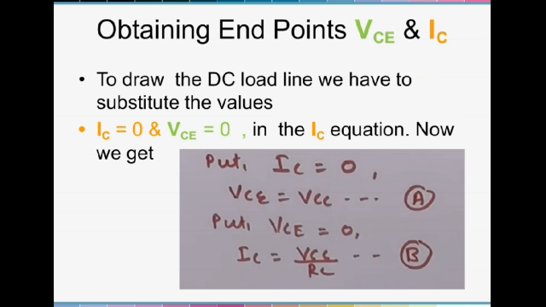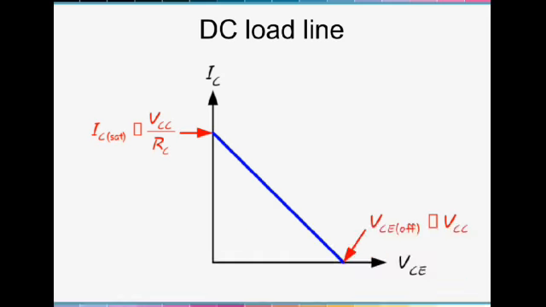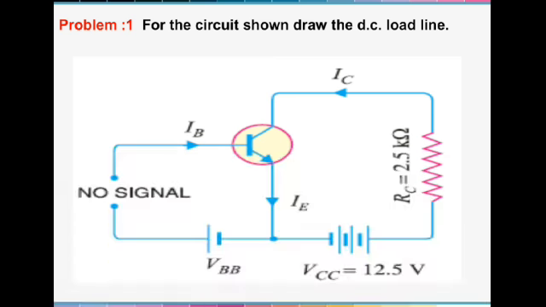So I am repeating how to get the VCE value, that is simply substituting the value of VCC as VCE. And after getting VCE, we make VCE equal to 0 in the equation, and we can get IC equal to VCC by RC. After getting VCE and IC, these two values can be plotted here, and joining these two points is known as the DC load line.